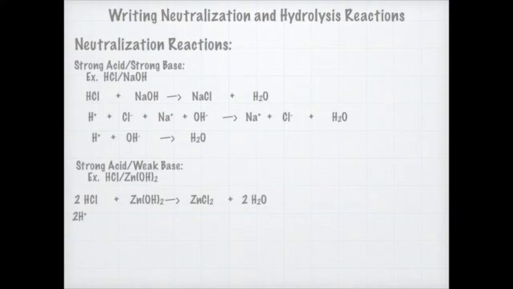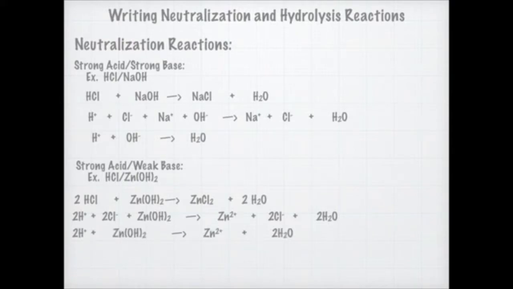So I've got 2 hydrogen ions plus 2 chloride ions reacting with zinc hydroxide. Zinc hydroxide is a weak base, and therefore a weak electrolyte, so it's not going to break up into its ions. That produces zinc chloride, which is soluble, so it's zinc ions plus chloride ions, and water. The only spectator ion I can eliminate is the chloride, because everything else changes over the course of the reaction.